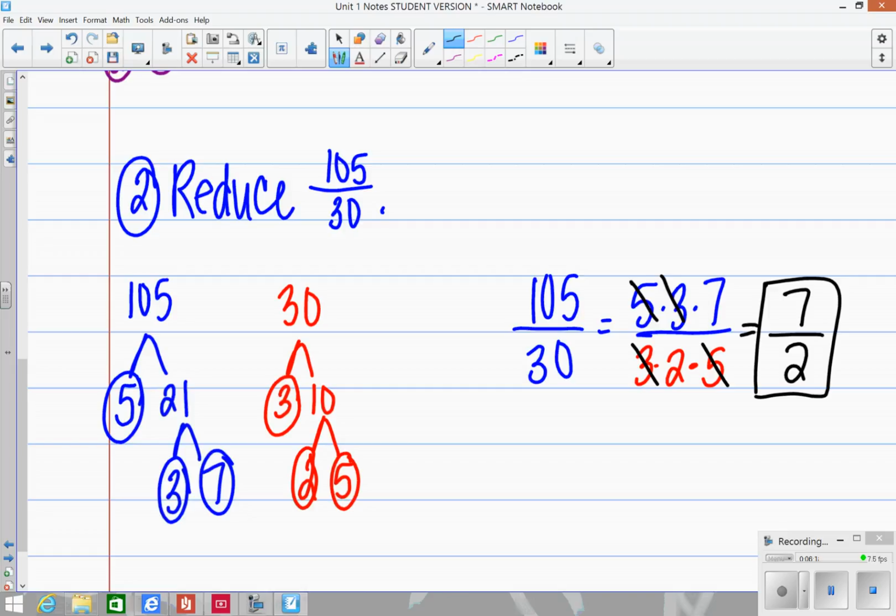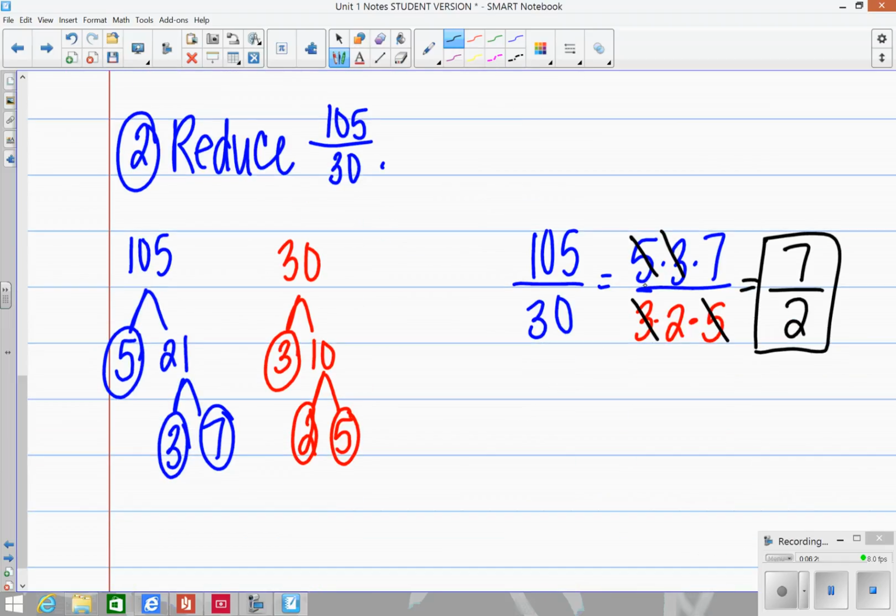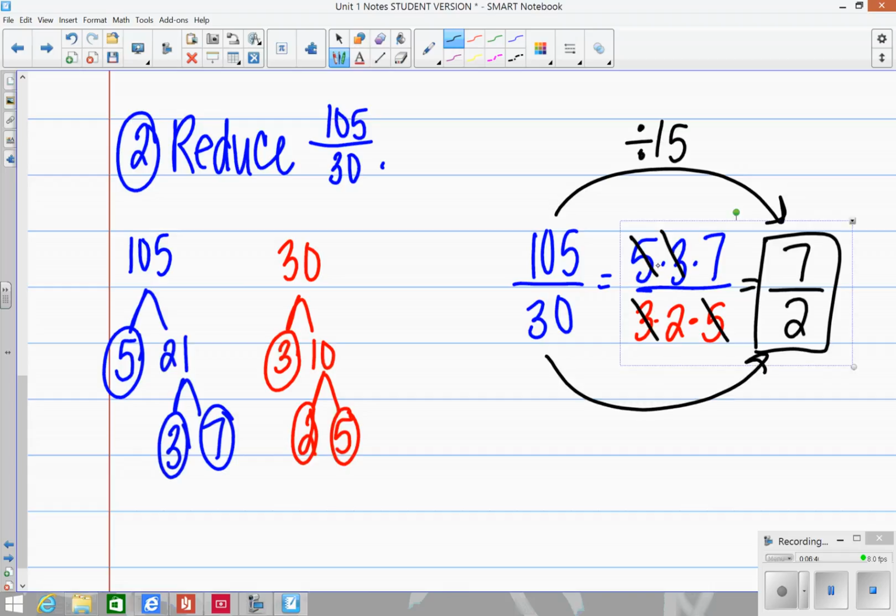Now keep in mind, remember what I said up top here, whatever I canceled out is actually the highest number that goes into both of these. So if you look here, I really canceled out a 5 times 3 from top and bottom. So really the biggest number that goes into both 105 and 30 is 15, because 5 times 3 is 15. So I could have just said, okay, divide everything by 15, and I would have gotten down to 7 over 2, which doesn't have any common factors left.